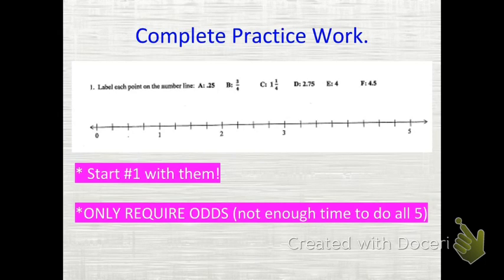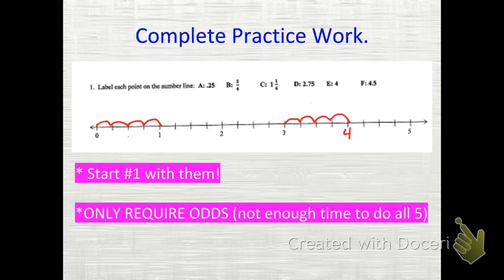Okay, so let's start with this. We need to count how many spaces. So we have 1, 2, 3, 4. The denominator is 4. But that also tells us where to put the 4. Because it's going to be over 4 spaces, right? 1, 2, 3, 4. That's where the 4 goes. So make sure you pay attention to that before you begin.